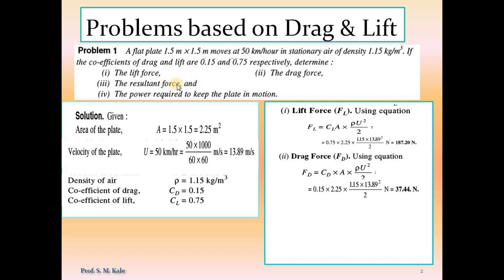Then third thing, we have to find out the resultant force. To find out the value of resultant force, we have to use the equation. If we know the value of FL and FD, we use the equation FR is equal to under square root of FD square plus FL square. So put the value of FD and FL. FL is equal to 187.20, FD is equal to 37.44. After putting those values in this equation, I will get the value of resultant force called the total force, that is nothing but 190.85 Newton.